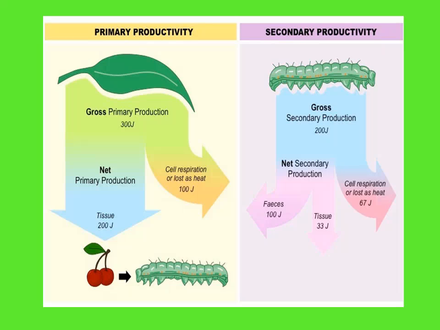And then that 200 joules transfers from plants to another trophic level, another organism. So now, secondary productivity. Primary productivity is the productive energy stored in the autotrophs. The energy stored in heterotrophs is called secondary productivity. So whatever the caterpillar consumed, that consumed energy is what we call secondary productivity.